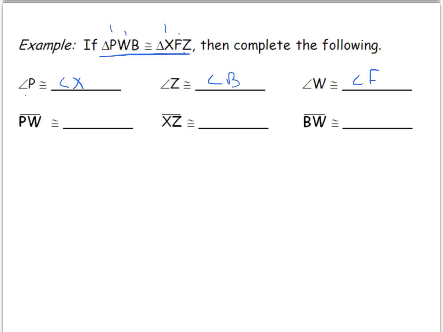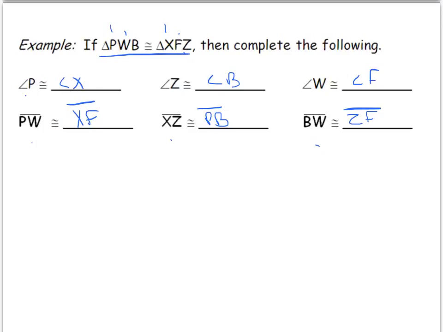I want you to go ahead and do the side lengths and tell me which ones match up with which. Okay, PW would have to match up with XF, so these are going to be congruent to each other. XZ has to match up with PB, so PB and XZ are going to be congruent. And BW has to match up with ZF. So BW and ZF are going to be congruent.